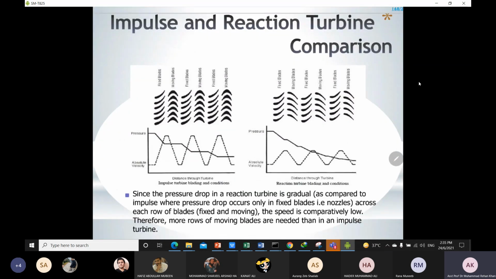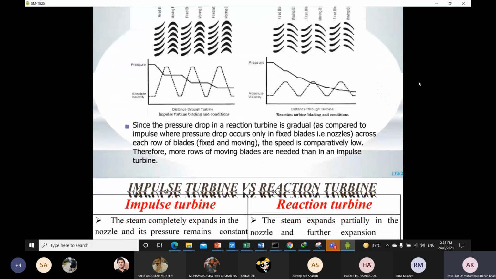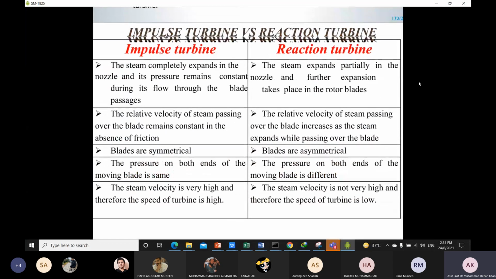The same thing that I already discussed about the pressure drop in the reaction turbine. So you have to go through it by yourself. There is nothing difficult about it. Okay, so now we will take a side-by-side comparison of impulse and reaction turbine so that you will get some idea.